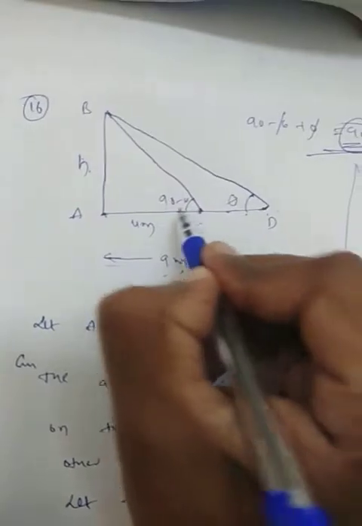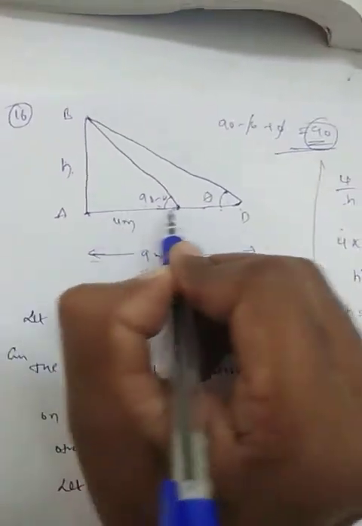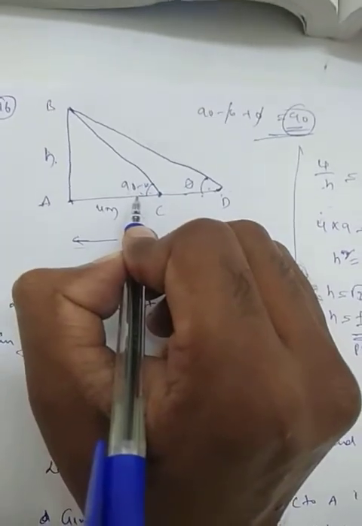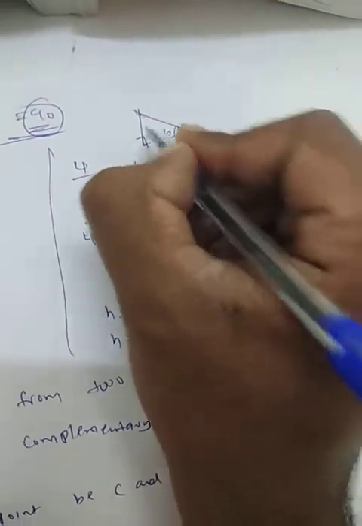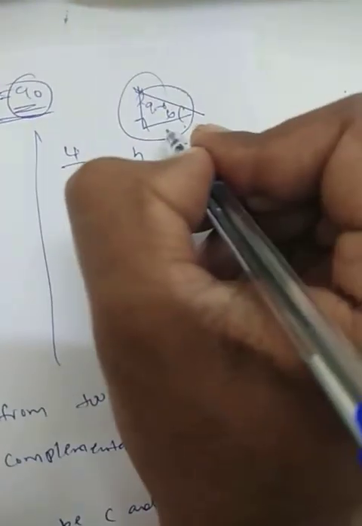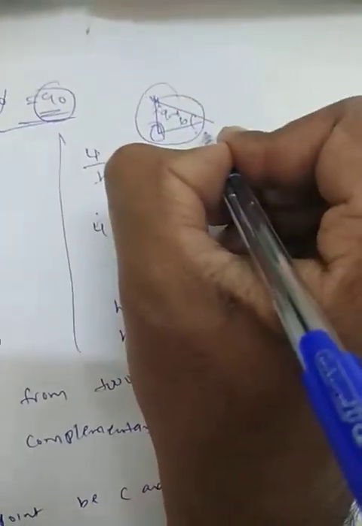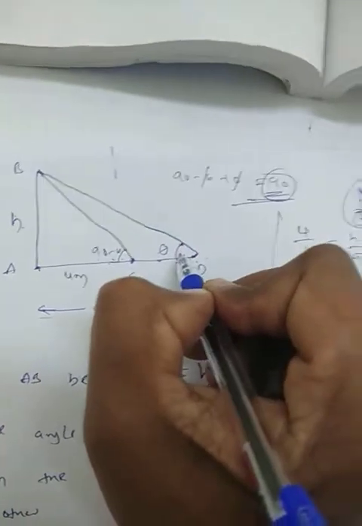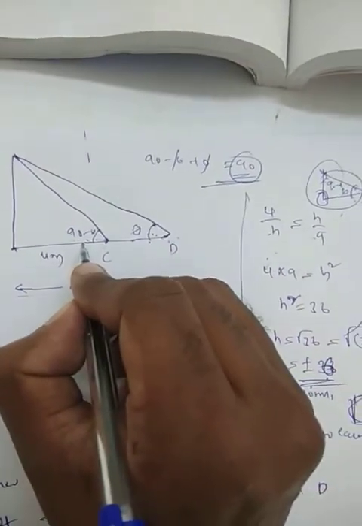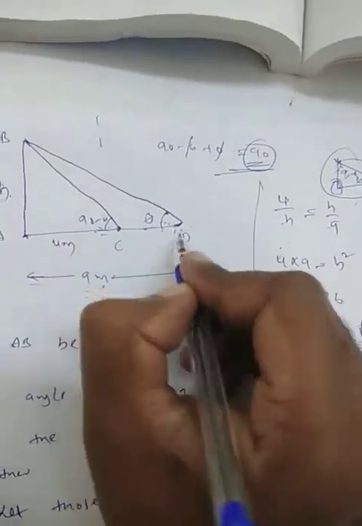So we have to get clarity on this. Complementary to each other means if one is theta, the other can be taken as 90 minus theta. While solving complementary angles in trigonometry, we take one as theta and the other as 90 minus theta. Obviously these two are complementary, since the sum of these two should be 90.